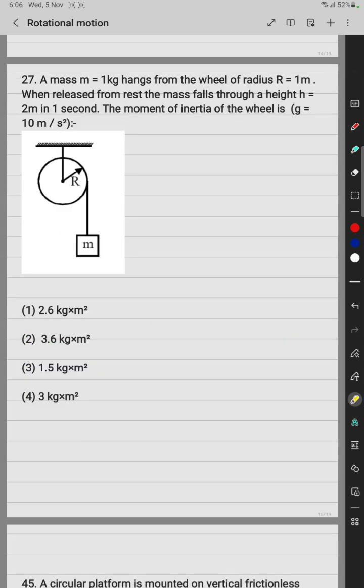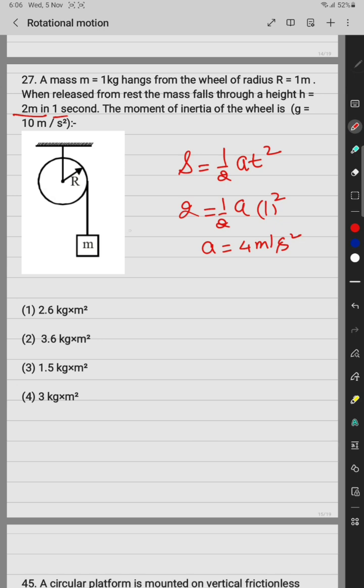Next question. The mass of the block is 1 kilogram, radius is 1 meter, and when it is released from rest, it falls through a height of 2 meter in 1 second. So starting from rest, S is equal to half a t square, where a is the acceleration of the block. S is 2 meter in 1 second, so 2 is equal to half into a into 1. a is equal to 4 meter per second square. That's why the acceleration of the block is 4 meter per second square.